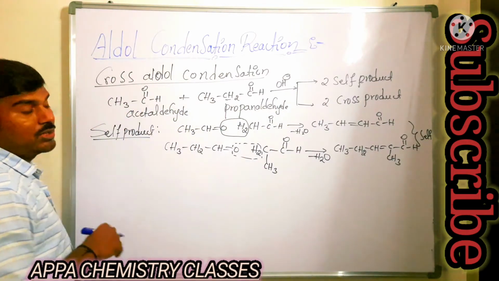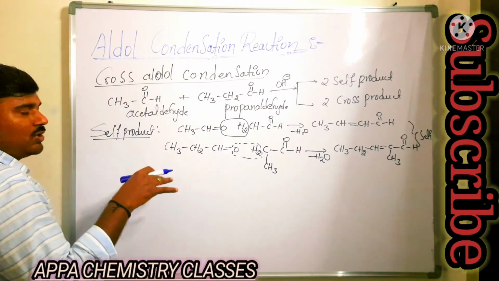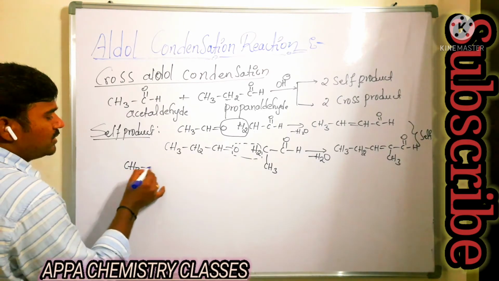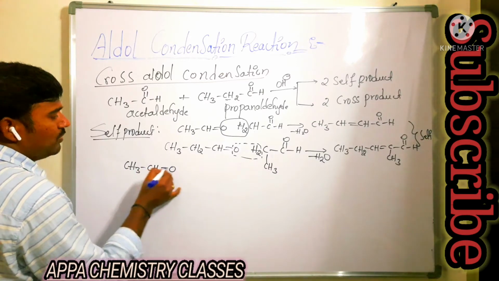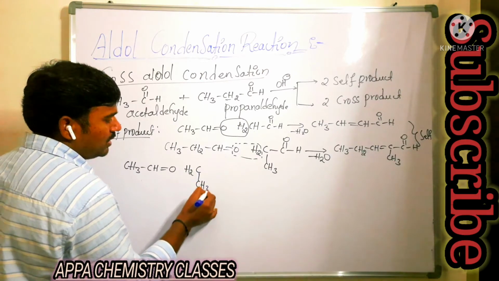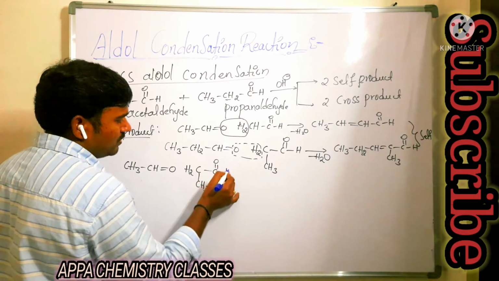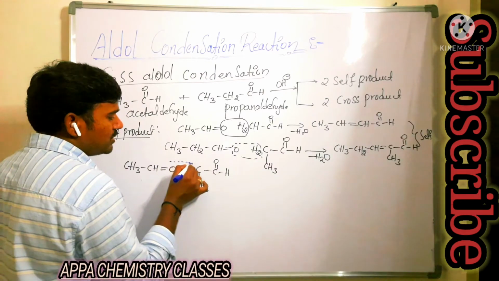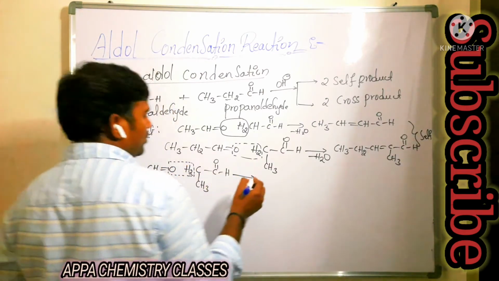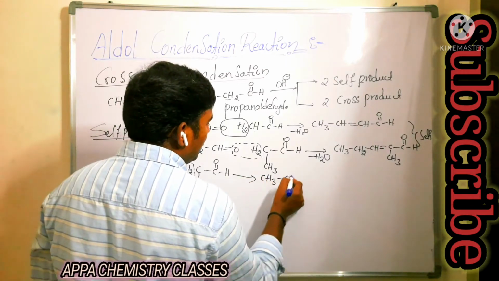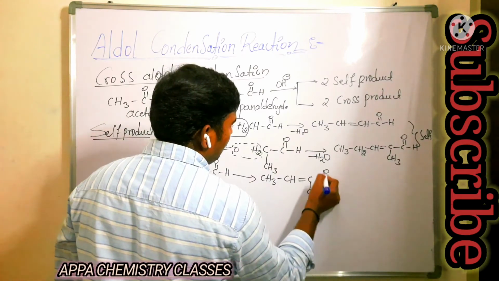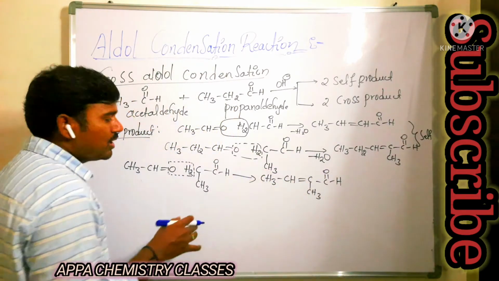Now we are going to see the cross product. One will act as enolate ion, another one will act as electrophile. First you take CH3CH=O, and in this case H2C(CH3)C=O. This oxygen and this hydrogen are lost as a water molecule. So what is left over? CH3CH=C(CH3)CH=O. Now this is a cross product.